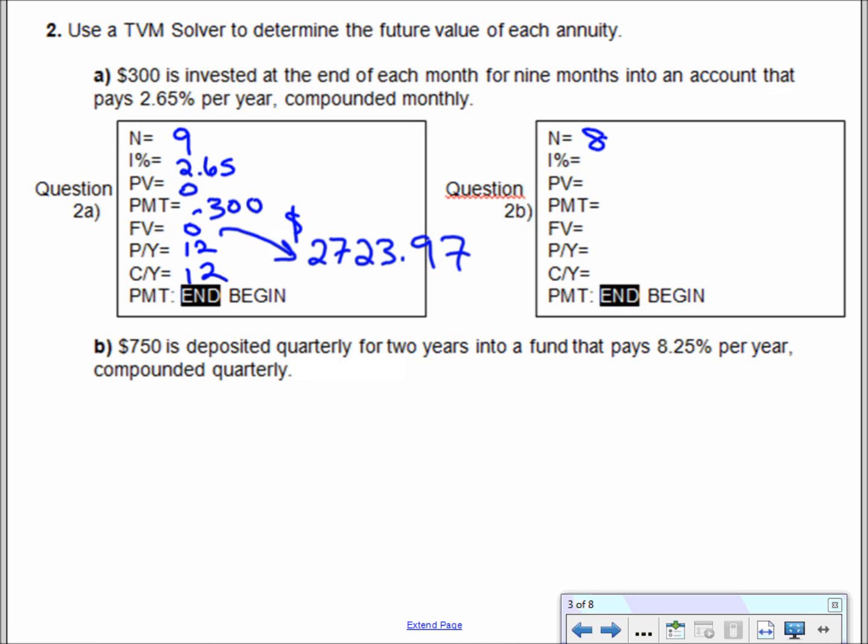Your I is 8.25%. Present value is 0. Payment is negative $750. Future value I'm calculating, so I leave it at 0 to start off with. Payments per year, 4, because I'm making payments 4 times a year. It is also compounded quarterly, which is 4.